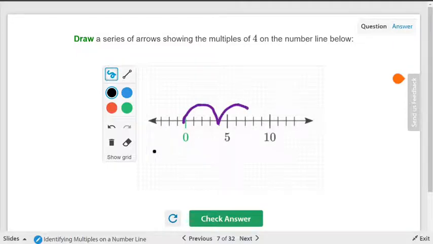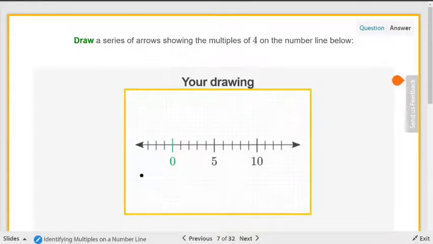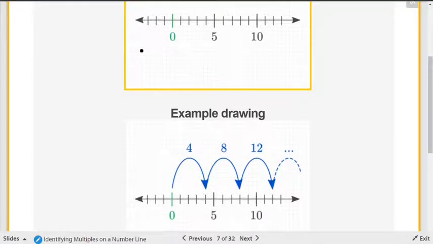1, 2, 3, so 8, 12, and so on. And then you can check your answer. Oops, see, mine was written using a different thing, so it's not going to let me. It's showing me my drawing is wrong and then showing the example.